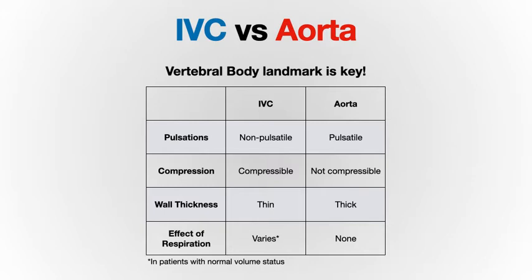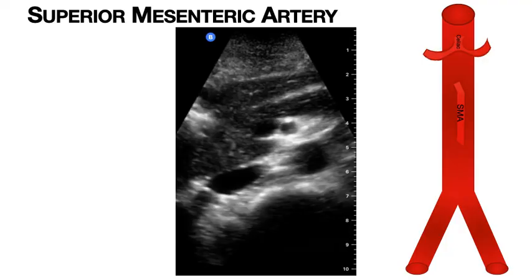The aorta should be pulsatile, both visually with B mode and with Doppler. It has a thick wall that is not compressible and does not change with respirations. The second branch of the aorta is the SMA, which branches approximately 1 to 2 centimeters below the celiac trunk. It courses between the pancreas and the third section of the duodenum, and its course parallels the aorta.